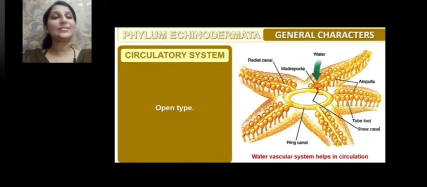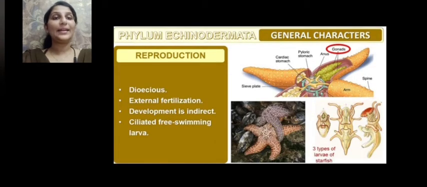And the circulatory system is the open type. Reproduction is dioecious, fertilization is external, development is indirect, and a ciliated free-swimming larva is present. That means a larval stage is present, and the larva is ciliated and free swimming.